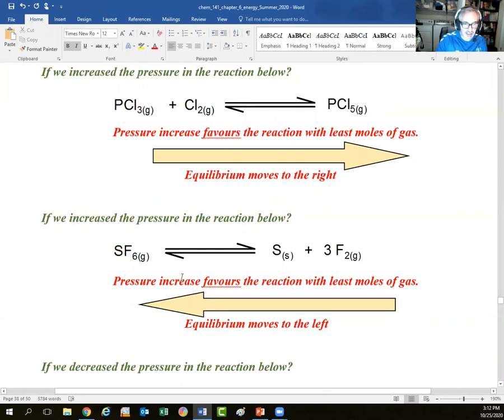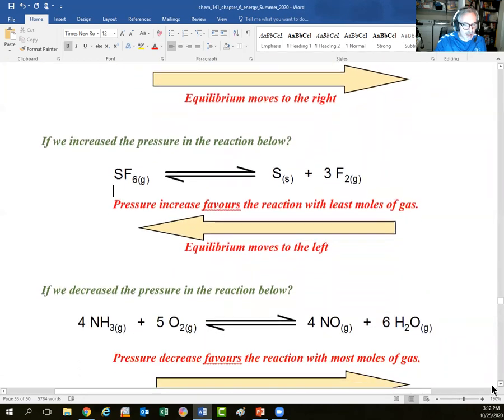Increasing the pressure in reaction 2. Again, looking for the least moles of gas. We start with 3 moles of fluorine in the back reaction. Again, ignore the sulfur because it's a solid. 3 moles, and that turns into just 1 mole of sulfur hexafluoride. 3 becomes 1, back reaction favoured.